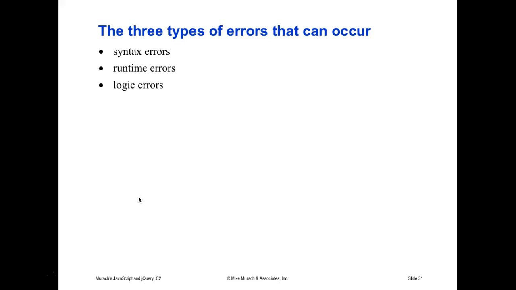So the three types of errors that JavaScript has are syntax errors, where the JavaScript statements somehow are incorrectly typed. We have runtime errors, where the JavaScript code runs and then stops unexpectedly. We also have logic errors, where the JavaScript still runs, but is not logically producing the results we expect.